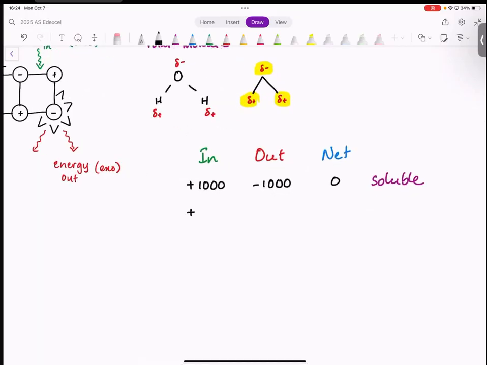Now you could argue with me and say we saw salts in IGCSE or in the lab, especially this year. You'll see a lot of these experiments in the enthalpy chapter, a lot of experiments with temperature changes. When you dissolve salts in water, they often absorb energy from water and it gets cold. So why is that happening? Let's say I need 1000 to break it, but I'm getting back 950. Then what's my net? Plus 50.